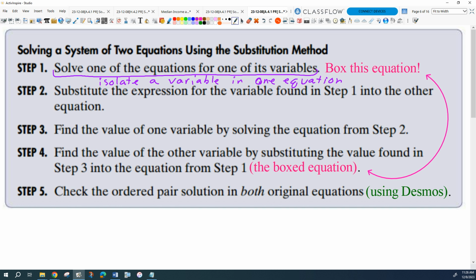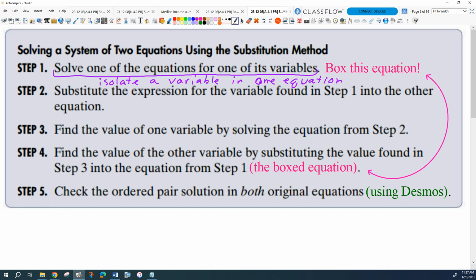If you can't find a variable in your system with a coefficient of 1 or -1, move on to plan B. Don't bother with substitution. It's going to get too difficult. Okay, so that's step number one. We isolate a variable in one of the equations. Here's where I'm going to add my own little 2 cents on this that's outside of the textbook. Once you've done that, you've created your substitution equation, and you should put a box around it because you are coming back to that soon.